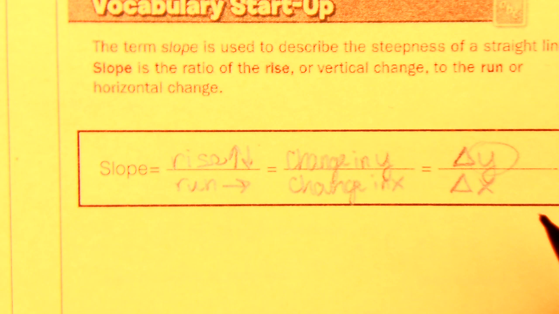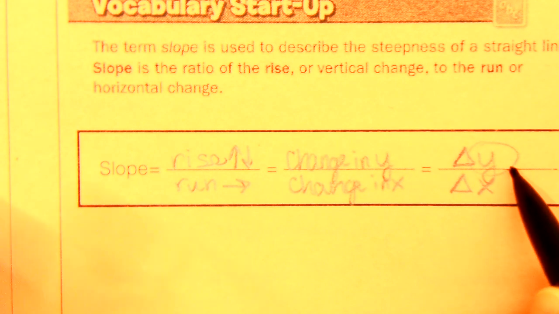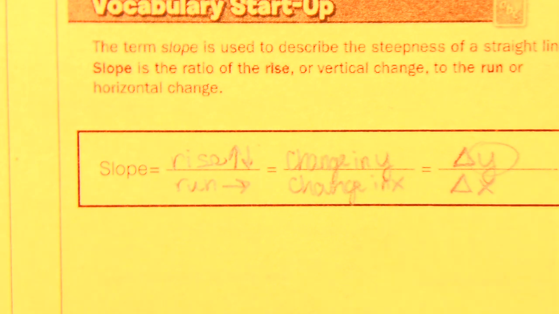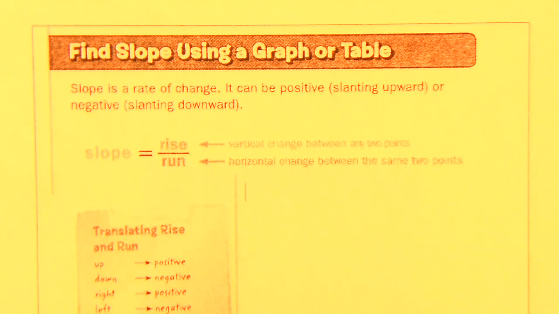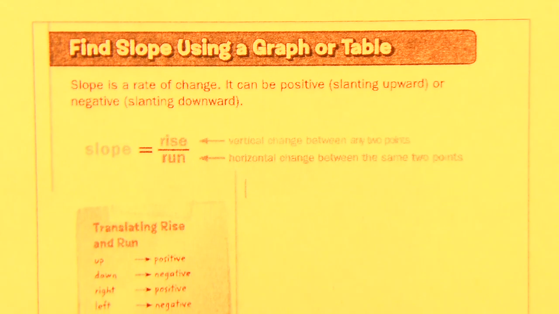The hardest part you're going to find about slope is that the y, which is usually our second number, is the one that goes on top, where x goes on the bottom. Okay, slope is a rate of change. All right, it can be positive or it can be negative.